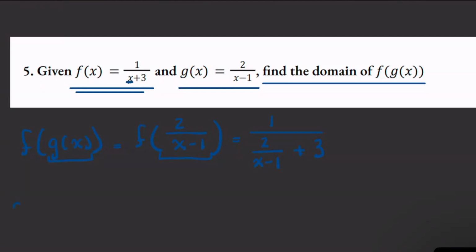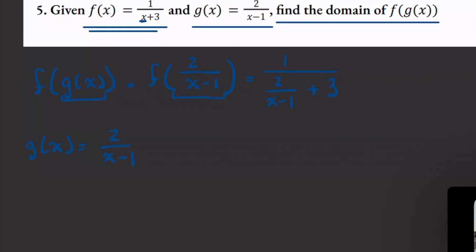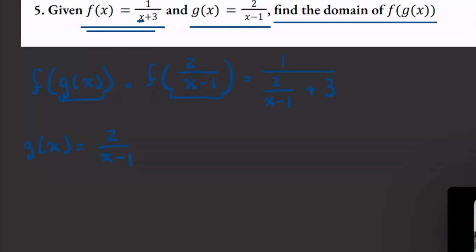So now if I look at g of x by itself, which is 2 over x minus 1, whenever you have a rational function or a function that looks like a fraction, the denominator cannot equal 0. Even if you put it into the calculator, whenever you do 2 over 0, it gives you a domain error. So the first thing we're going to do is take the denominator of g of x, which is x minus 1, and solve when that is 0. Adding 1 to both sides gives you x is equal to 1. So my first restriction is x cannot equal 1.